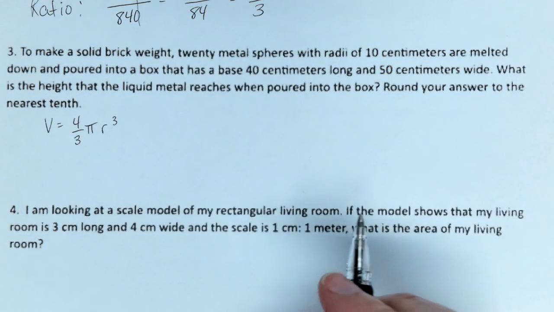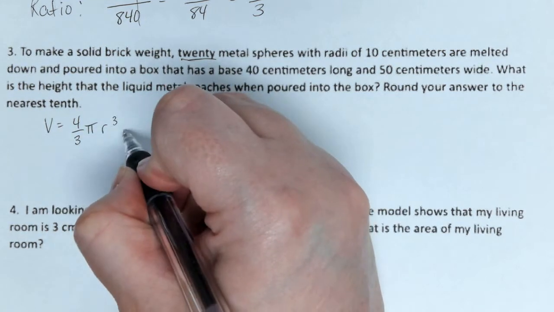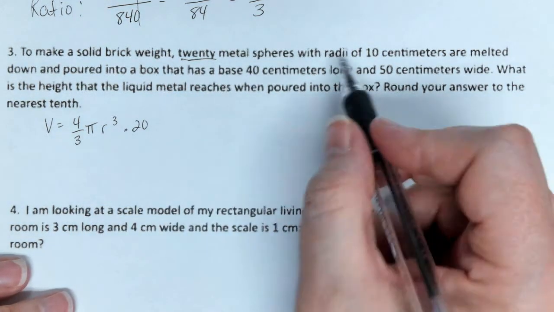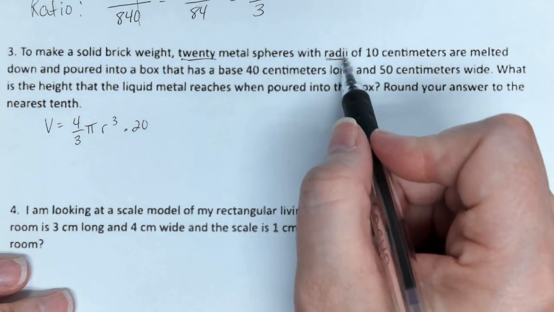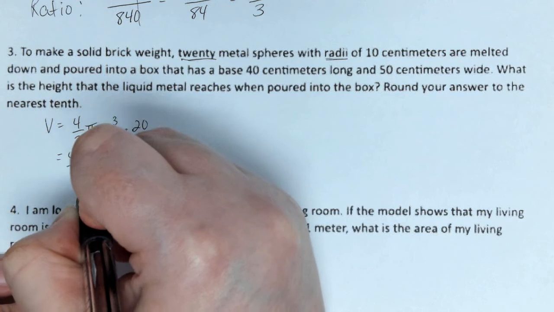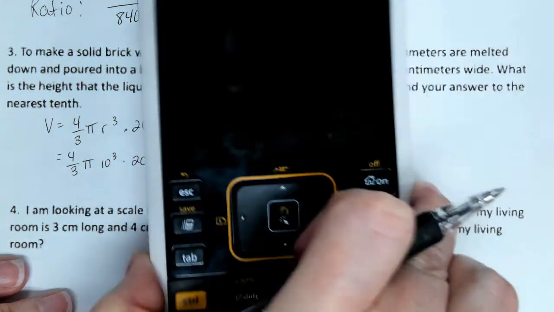And in this case, there's 20 of them. So whatever we get for 1, we have to multiply by 20. So we'll put in our radius, and radii is just plural. They said radii because there was 20. It's just radius for each. So we got 10 cubed for the radius.